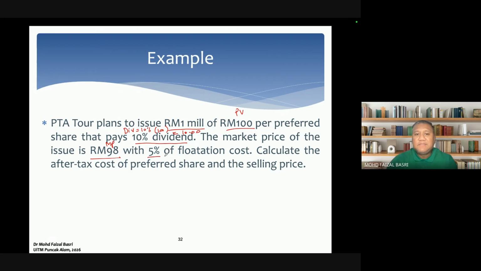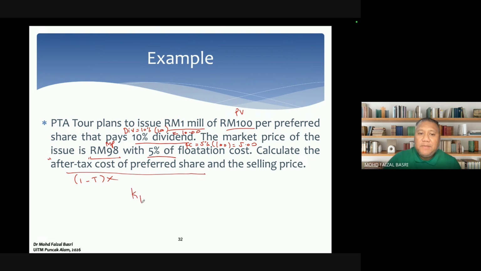And it's 5% flotation cost. So the flotation cost would be 5%. Again, kita darab dengan 100, which is 5 ringgit. Okay, 5 ringgit. So calculate the after tax preferred. So walaupun dia ada guna terms after tax kat sini just remember we don't use the tax rate. Yang 1 minus T tu kita tak guna lah untuk preferred, and even common pun kita tak guna juga.